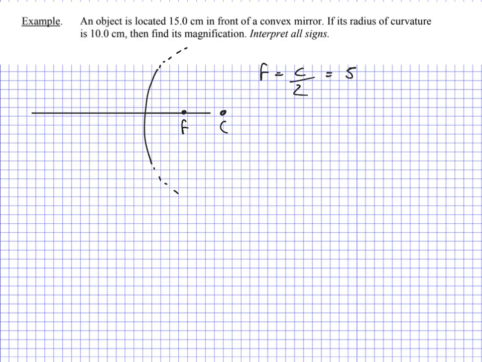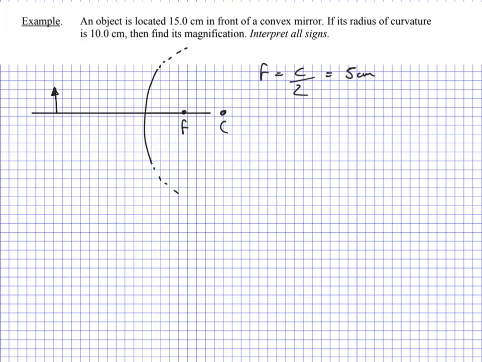Our focal distance must be 5. Okay, so we're given that information from the question. Now we also know that the object is 15 centimeters away. So I'm just going to approximate that in. If this distance from here to here is 5, I'm going to say that the object itself is going to be way over here, 3 times further than the focal point. So just roughly, approximately, I'm going to put it here.